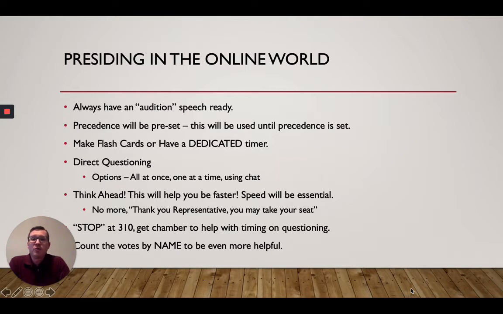In online Congress, precedence is preset. What that means is the PO and the judges are going to be given a precedence chart. The competitors should not see this. What that is going to do is, when we ask for first speeches, everybody who raises their placard, the PO will look, and whoever's first on that list, if their placard is up, they get the speech. If he looks up and the third person down is the person with precedence, they get the speech. Then they move over. So until precedence is set, you use the preset precedence.